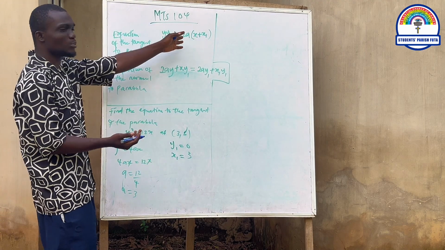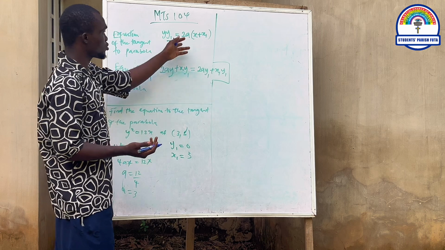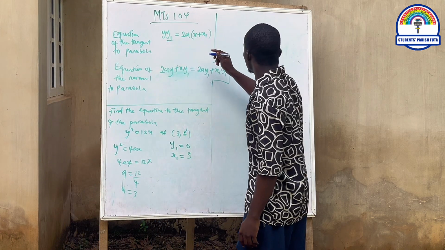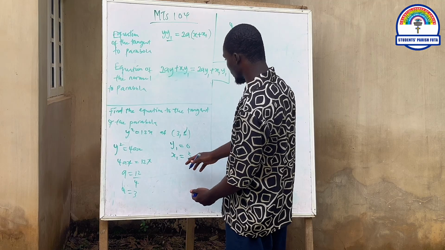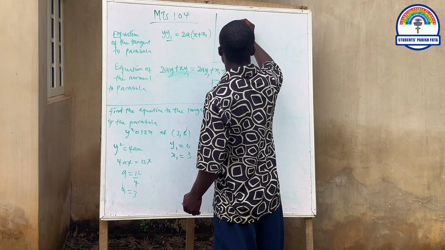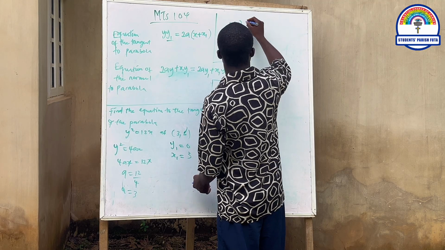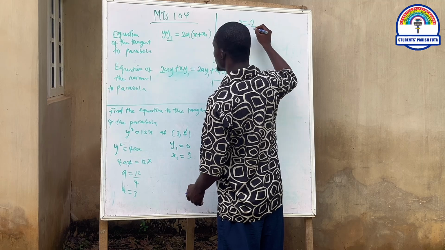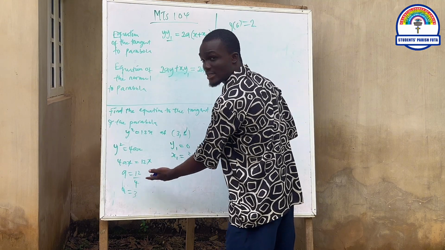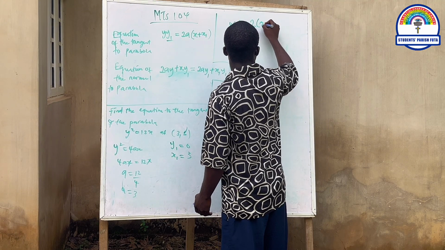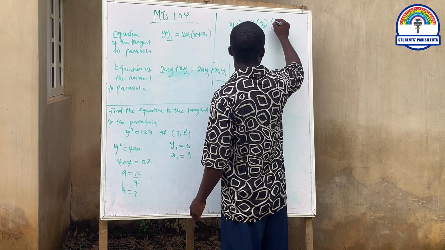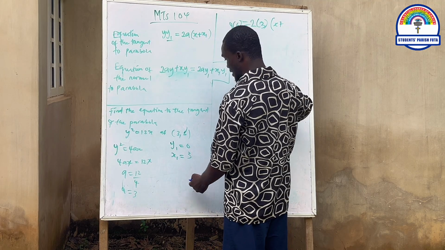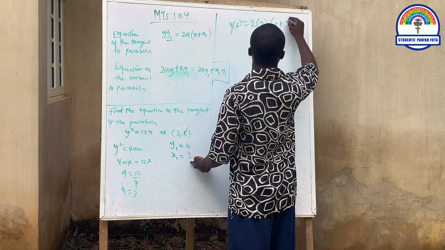What do I have to do? You will input your values into the formula. The formula says y multiplied by y1. Our y1 is 6, so that's 6y is equal to 2a. Our a is 3, so 2 times 3, open bracket, x plus x1, which is 3.